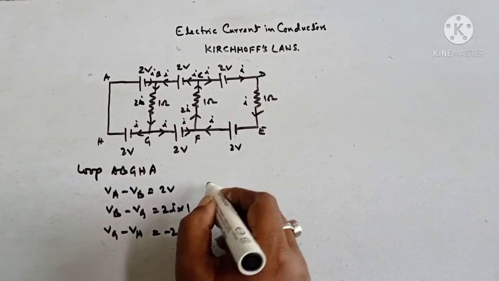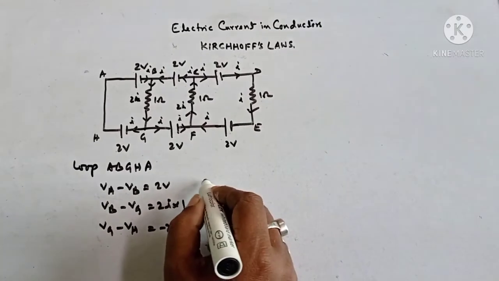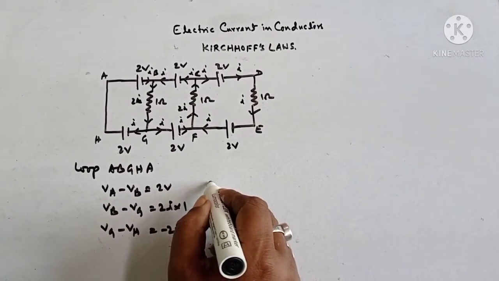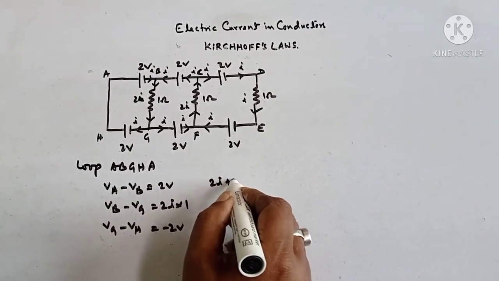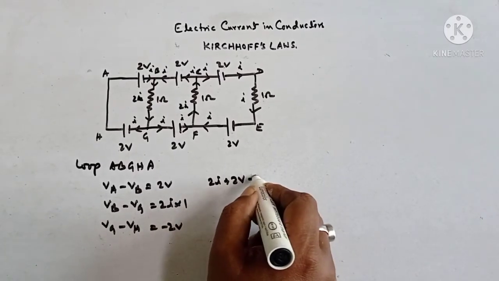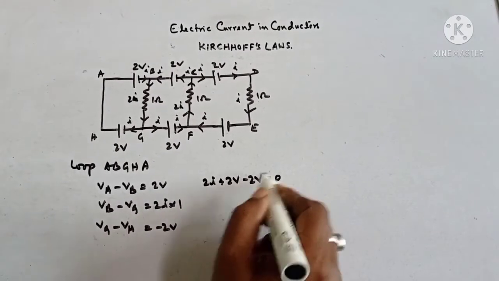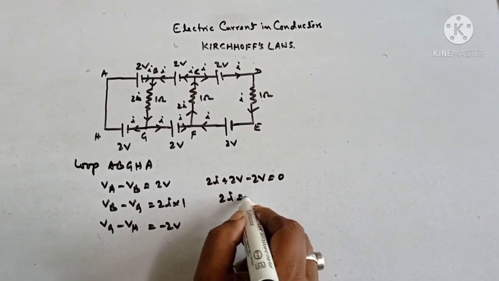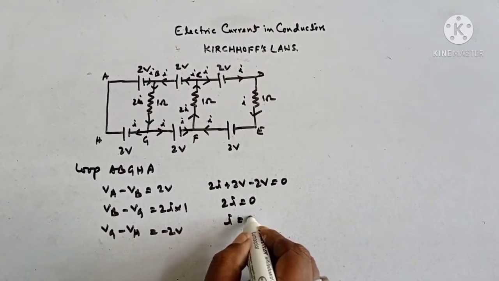So in this loop your total potential will be 0. So 2I plus 2V minus 2V is equal to 0. So 2I is equal to 0. So I will be equal to 0.